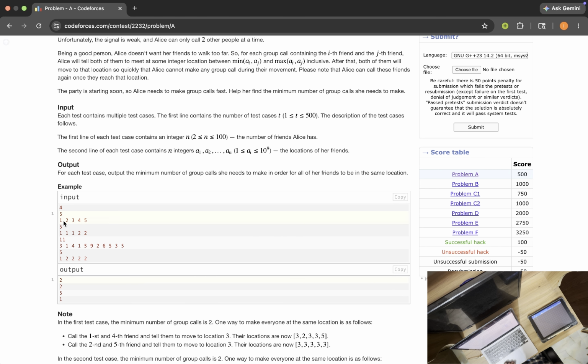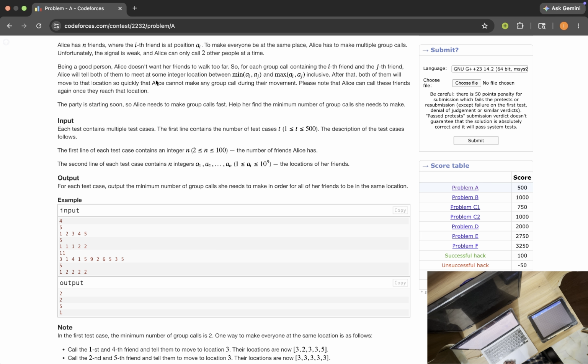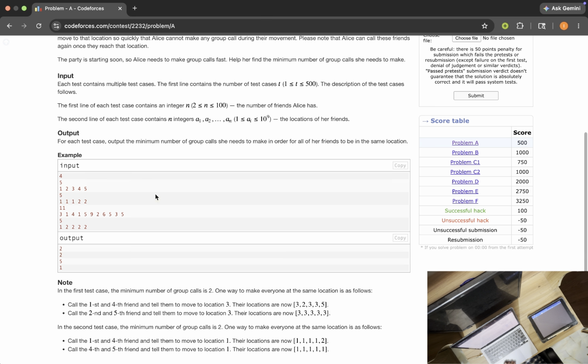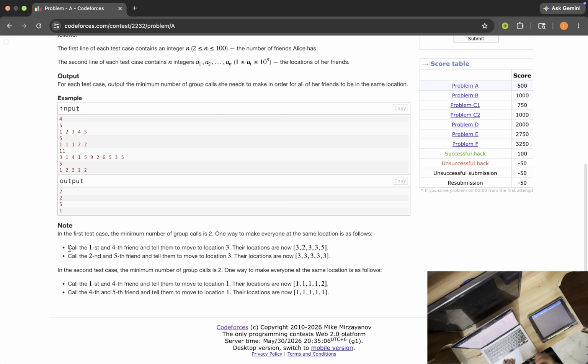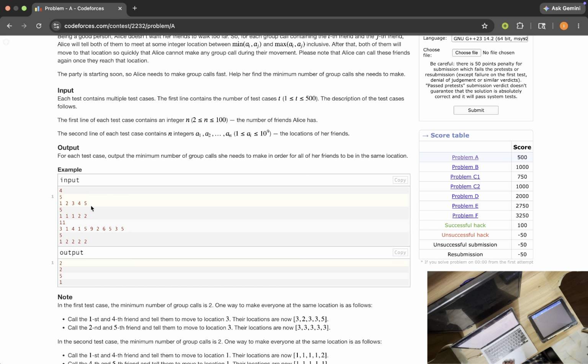Location of the friends, okay. And the first and fourth can meet at 3, 2 and 5 can meet at 3. Okay, got the point. So that's that.